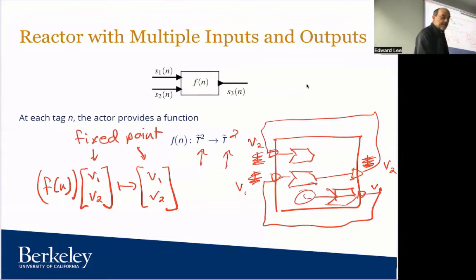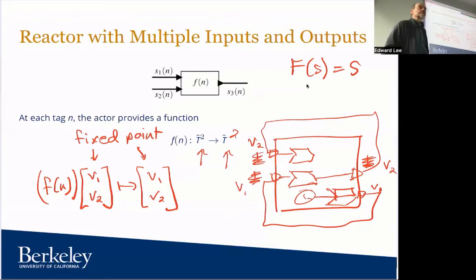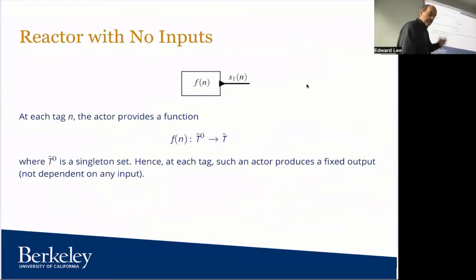Right? And in general, with any function f, if f of s equals s, s is called a fixed point. That's just terminology that's used in algebra to talk about functions. And so the semantics of a reactor system is always going to be a fixed point at each tag. All right, so let's look in a little more detail how this works.